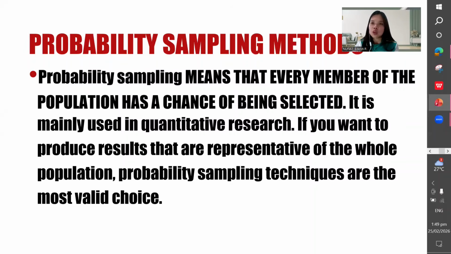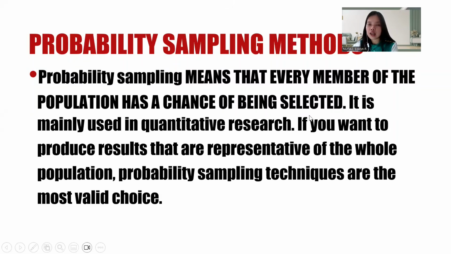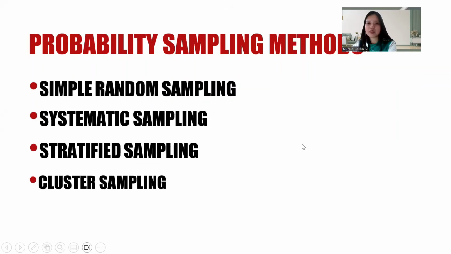So if you try to read your article and it mentions random sampling or probability sampling, you need to identify, is it systematic? Is it stratified? Is it cluster? Or is it simple? So with probability sampling, again, there should be a list of all the individuals because according to the definition, you are giving every member a chance to be selected as a sample. Okay? Now, as I have mentioned, we have the four examples.